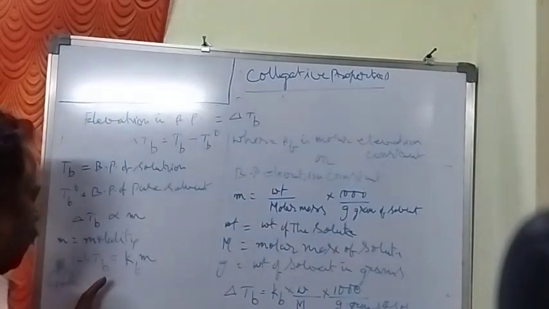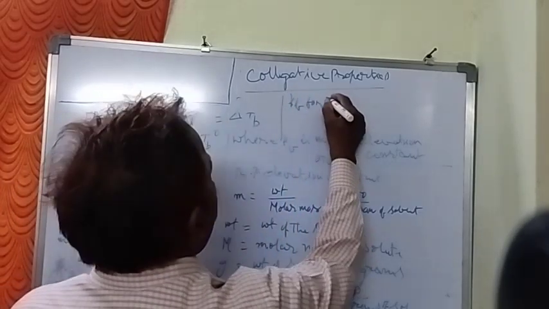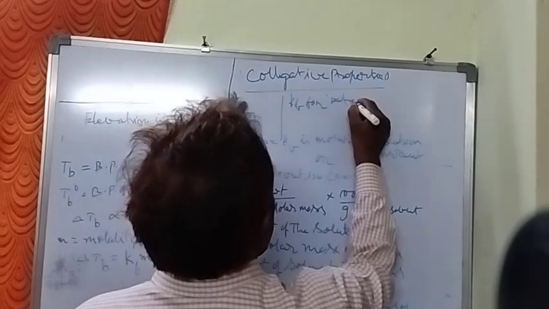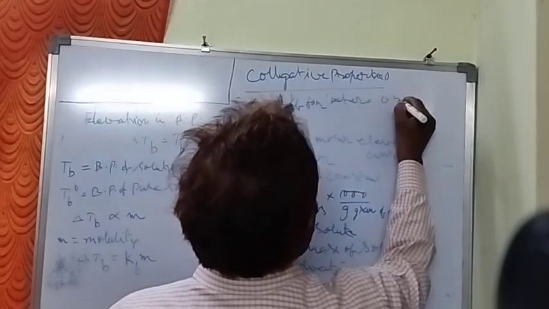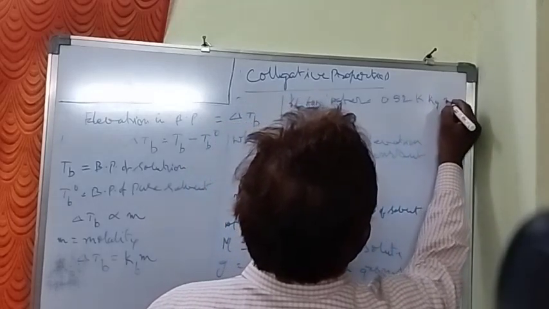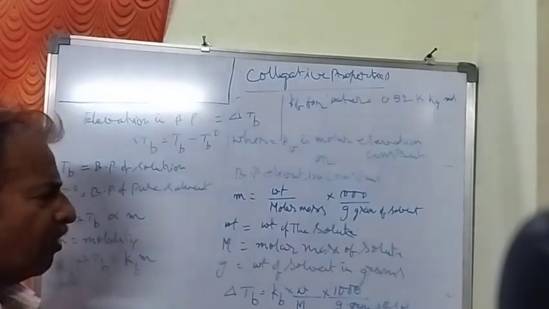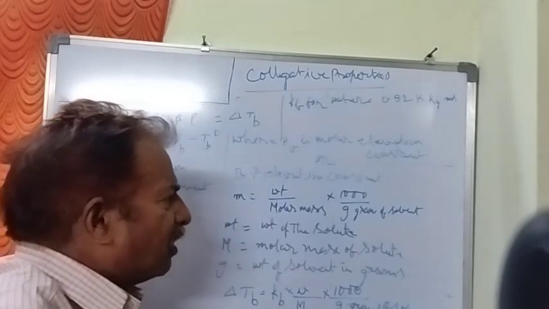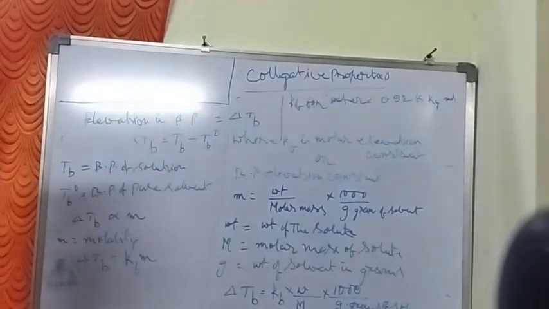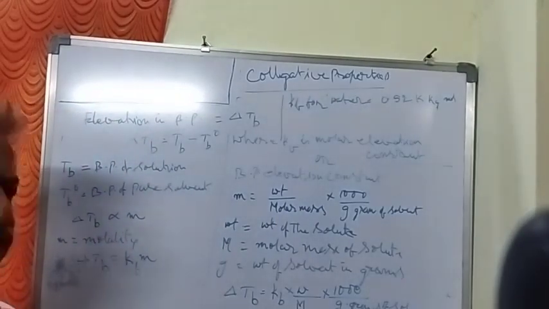Now Kb for water is 0.52 Kelvin kilogram per mole. So the molar elevation constant is different for different solvents. So for water it is 0.52 Kelvin kilogram per mole. So this is the molar elevation constant. Now let us do some problems based on this.